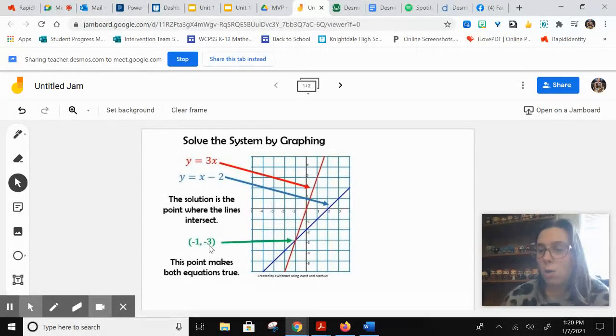And always make sure your coordinate point does match your system. That means, did you graph it correctly, and does it make the system true? I'm going to show you how to do that in the calculator as well.